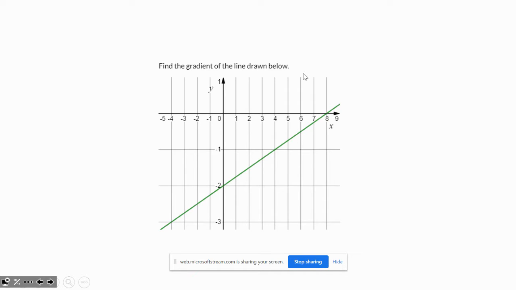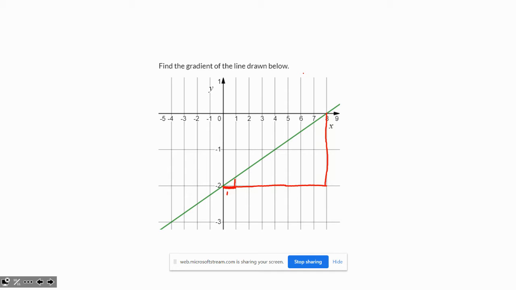So to find the gradient of a line then, the gradient of a line is how far the line is going up for every one to the right we go. Or in other words, if we were to draw a triangle, we want to know for every one across, so this bit here is one across, how far up is that?